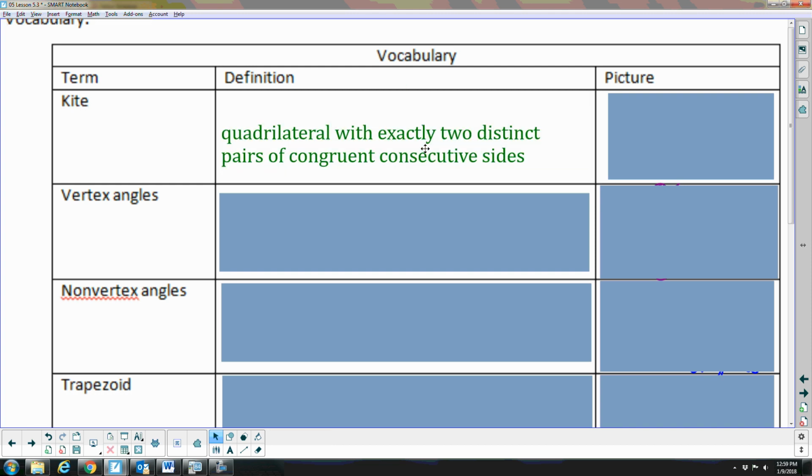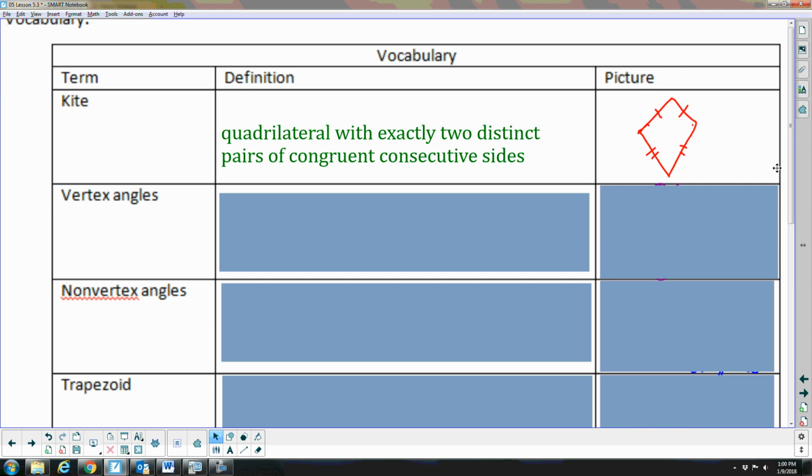So you already know the kite is a quadrilateral, and it has exactly two distinct pairs of congruent consecutive sides. That means two of the congruent sides, a pair of them is next to each other, and the other pair is also next to each other. So if you were to draw a picture, here's what your picture would look like.